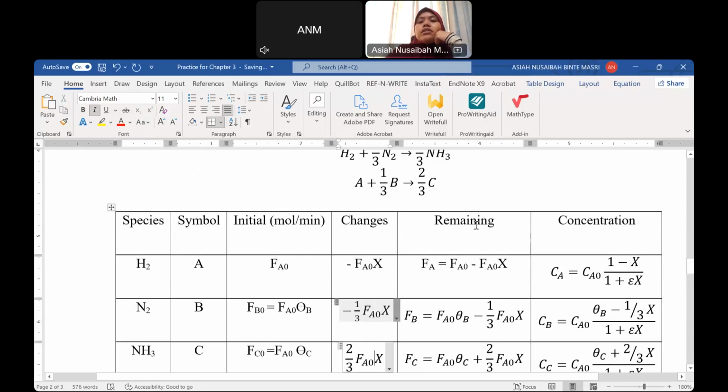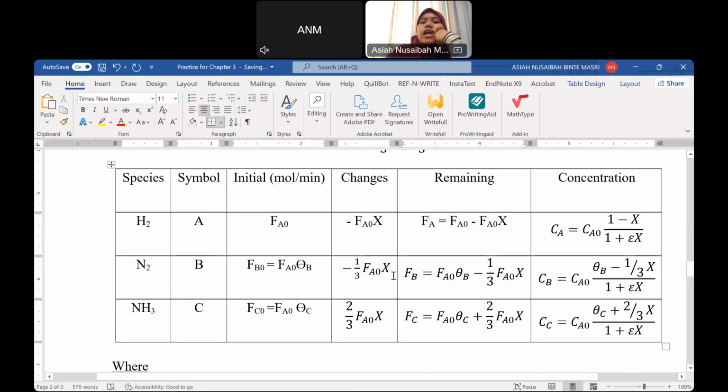How about the remaining? The remaining is simply initial plus changes. Initially we have FA naught, so FA naught plus changes. The change here is minus FA naught X. So FA is equal to FA naught minus FA naught X. We do the same for the others. FB is equal to FA naught theta B minus 1 per 3 FA naught X. Similarly for C, FC is equal to FA naught theta C, plus, since it's a product, 2 per 3 FA naught X.